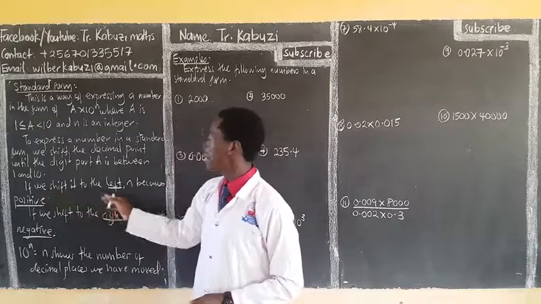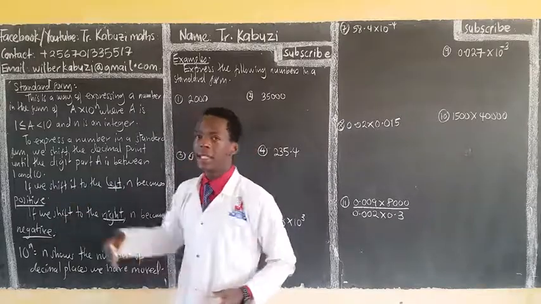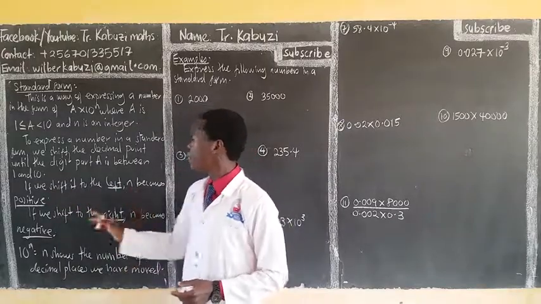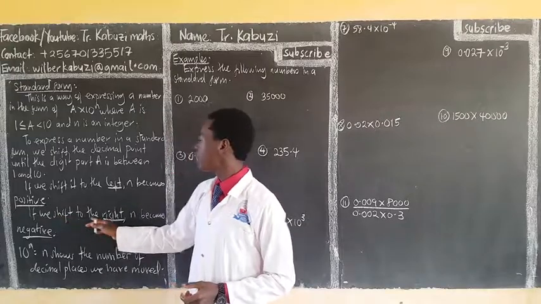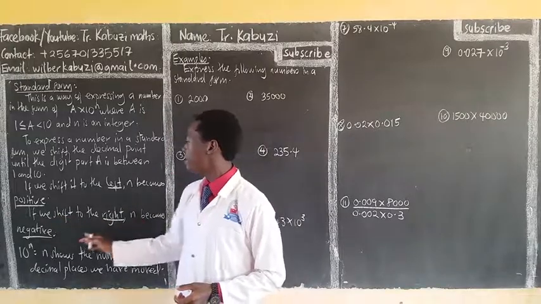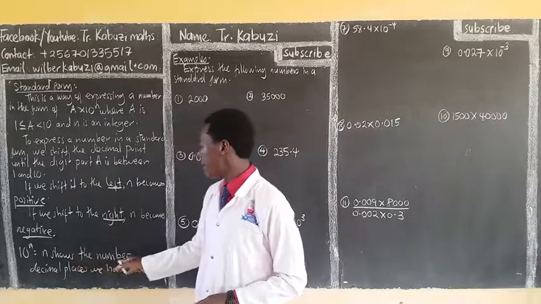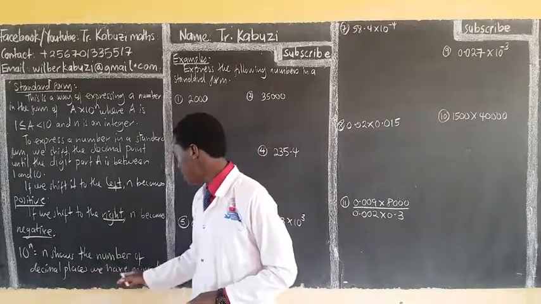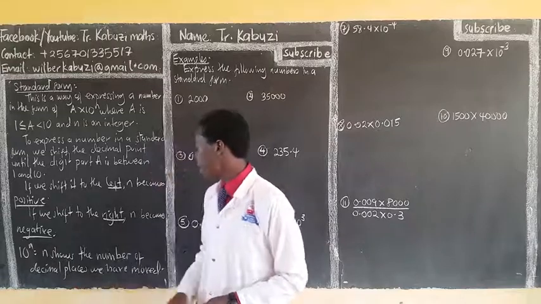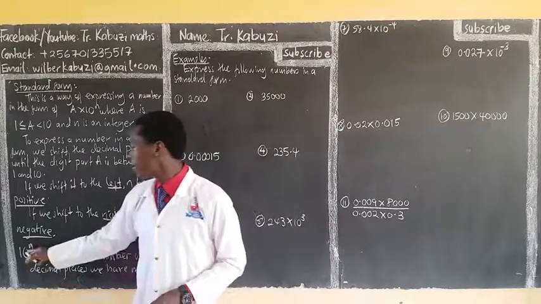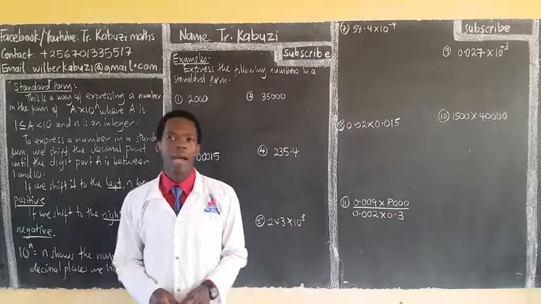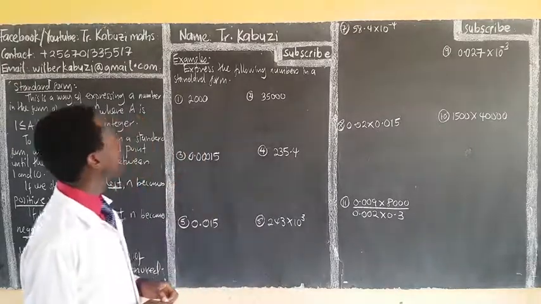If we shift it to the left, n becomes positive, and if we shift to the right, n becomes negative. n shows the number of decimal places we have moved. So this one shows how many places we have moved. Let us see these examples.